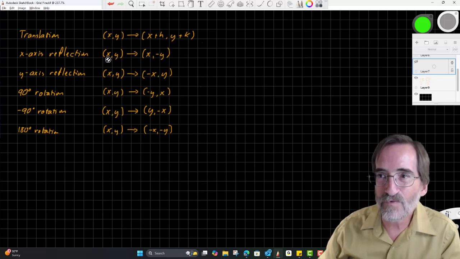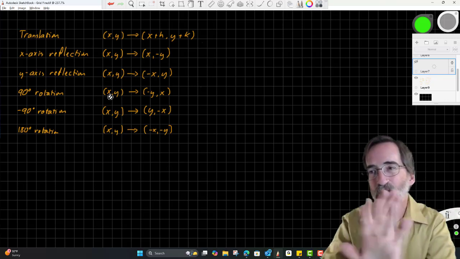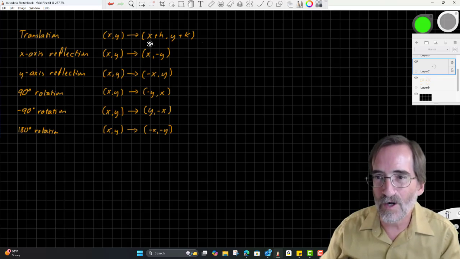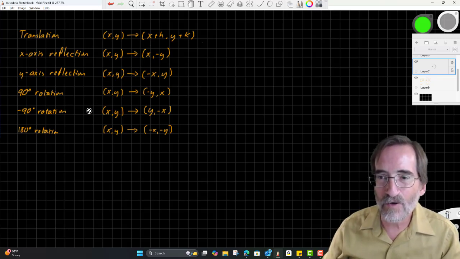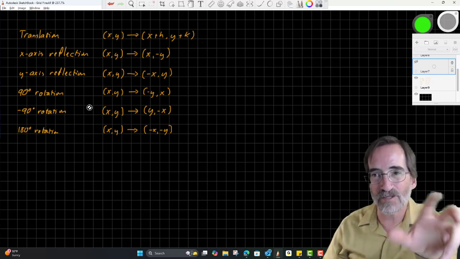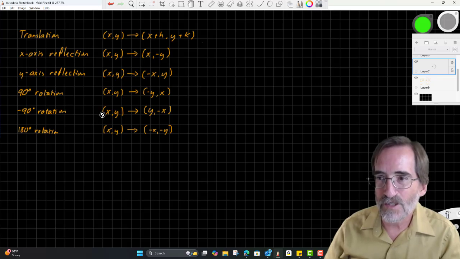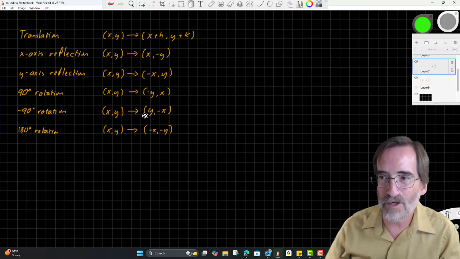X-axis reflection, to flip over the x-axis, change the sign on the y. To do a y-axis reflection, change the sign on the x. To do a 90-degree rotation, switch the x and the y and change the sign on y. To do a negative 90-degree rotation, which remember is clockwise, counterclockwise is positive, clockwise is negative, we switch the x and the y and change the sign on x.